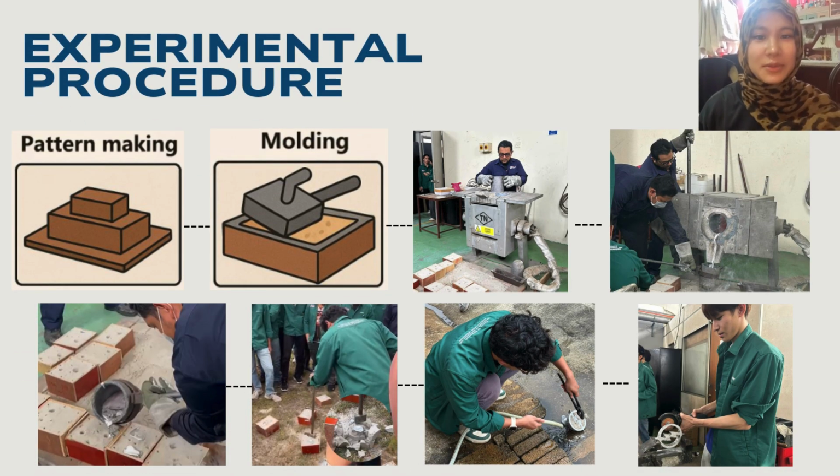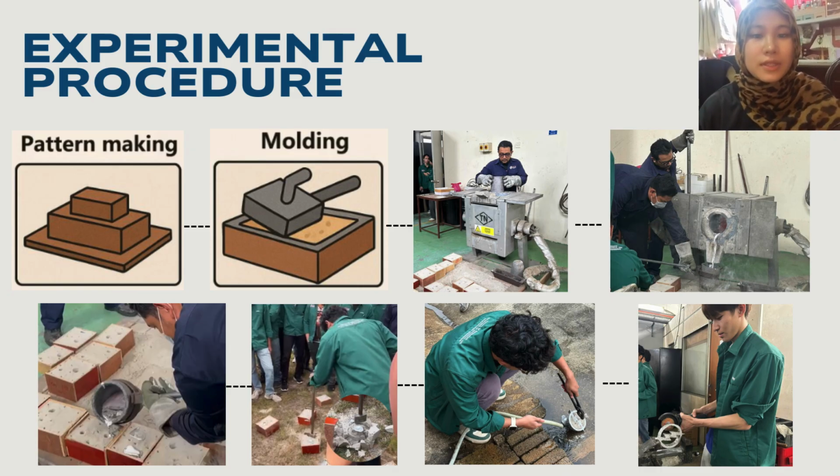And now for the procedure. The experiment began with the preparation of the molding sand by thoroughly mixing silica sand with an appropriate amount of binder to achieve sufficient strength and permeability. The polystyrene pattern was placed at the center of the sand molding box, after which the prepared sand was gradually filled and compacted using a ramming tool to ensure uniform density. Once the drag was complete, the cope was positioned on top and filled with sand to complete the mold assembly. The pattern was then carefully removed to form a clean mold cavity.